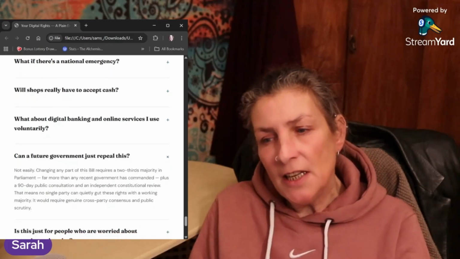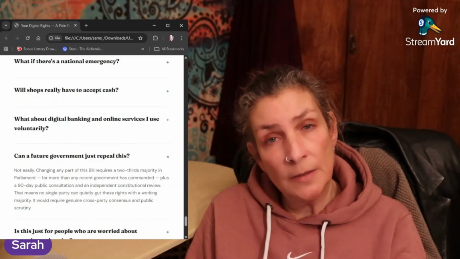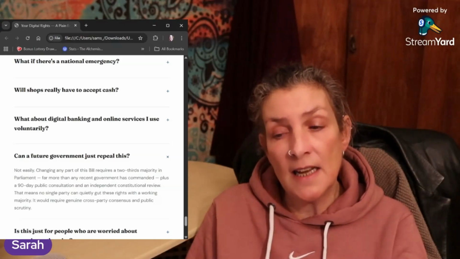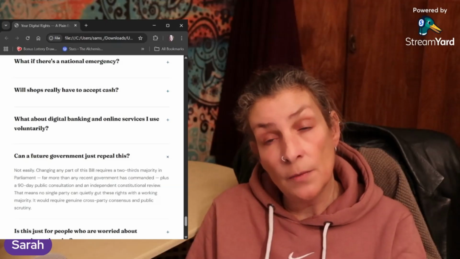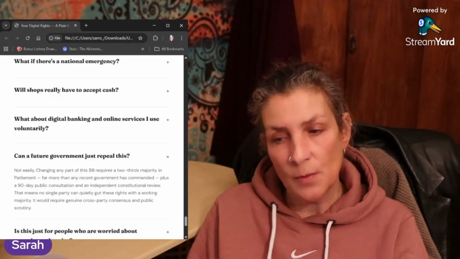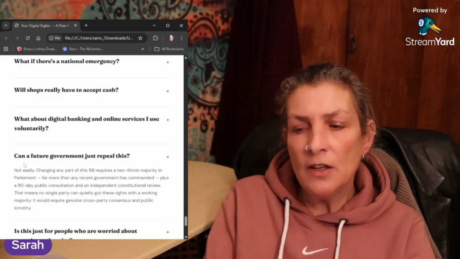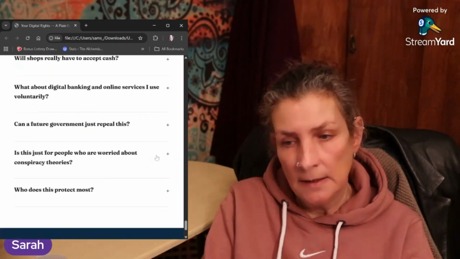Can a future government just repeal this? Not easily, no. Changing any part of the bill requires a two-thirds majority in Parliament, far more than any recent government has commanded, plus a 90-day public consultation and an independent constitutional review. That means no single party can quietly gut these rights with a working majority. It would require genuine cross-party consensus and public scrutiny. So there's a double whammy there.